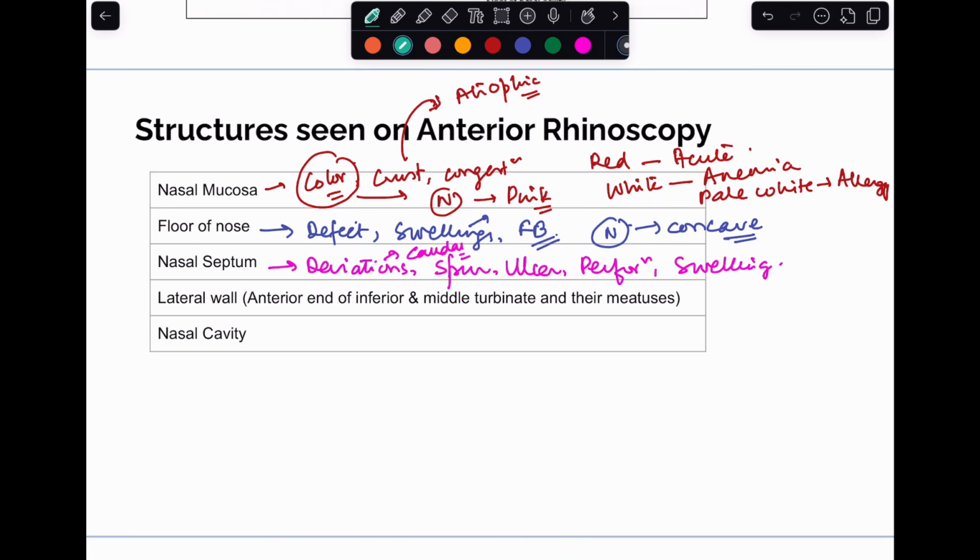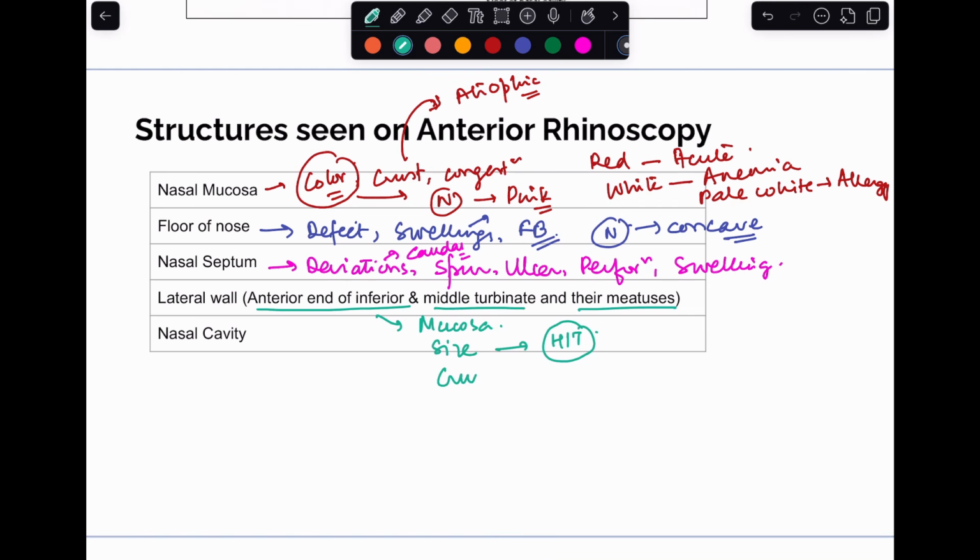But we are not going to be able to see all of them on anterior rhinoscopy. So that's something you should remember when you're asked what are the structures that you're seeing on anterior rhinoscopy. We'll only be seeing the anterior end of the inferior turbinate and the middle turbinate and their respective meatuses. In these, what should we look out for? First of all, we should look at the mucosa. We'll look at the size of the turbinates. Typically, we may end up seeing a hypertrophied turbinate like we have in our case.